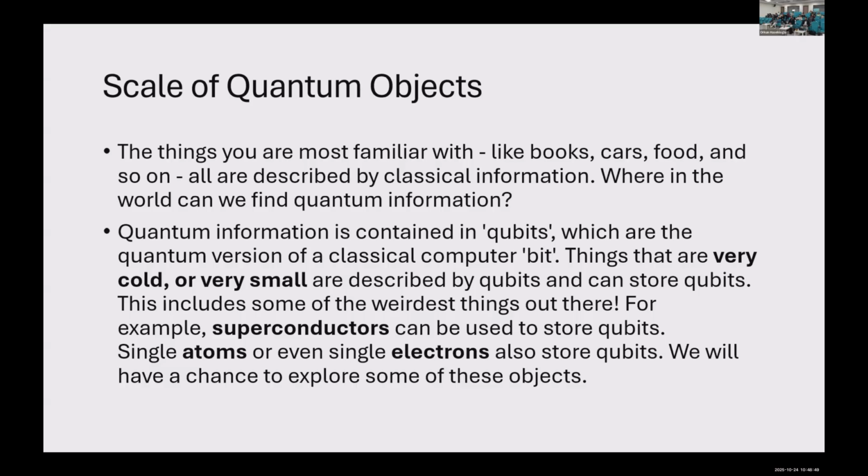So when it comes to the scale of quantum objects, the things we are most familiar with, like books, cars, food, and so on, all are described by classical information. Where in the world can we find quantum information? Quantum information is contained in qubits, okay, which are the quantum version of a classical computer bit. How many know what a bit is?